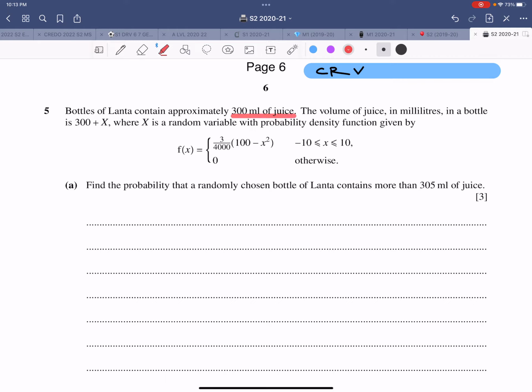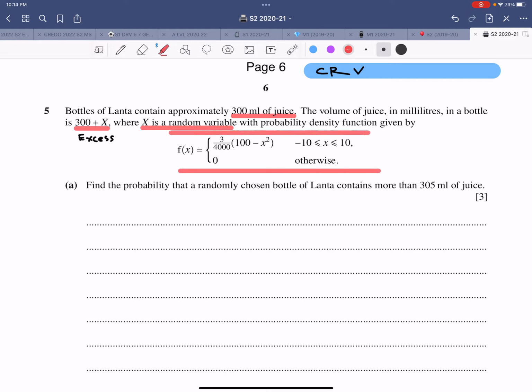The volume in a bottle is 300 plus x. That means they are talking about excess. That's the main thing. 300 is the standard. Something more than 300, that is x. What is x? Where x is a random variable with a PDF given by such and such.